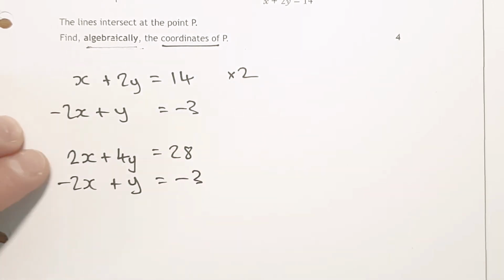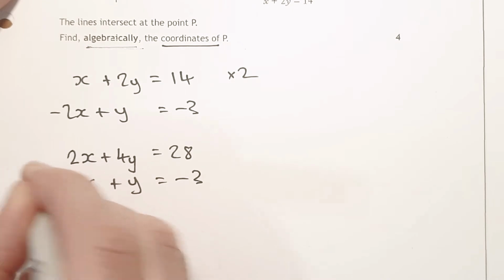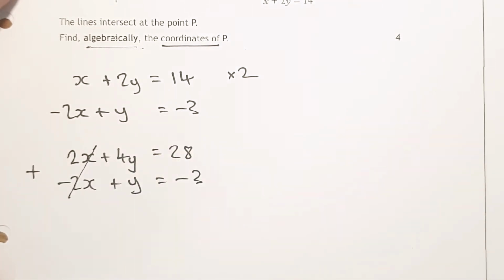And we've got that. Now we can see we've got 2x and we've got negative 2x there. So if we add those together, those are going to cancel out. So we end up with 4y and y is 5y. 28 plus negative 3 is 25. And dividing by 5, 25 over 5 is just 5.